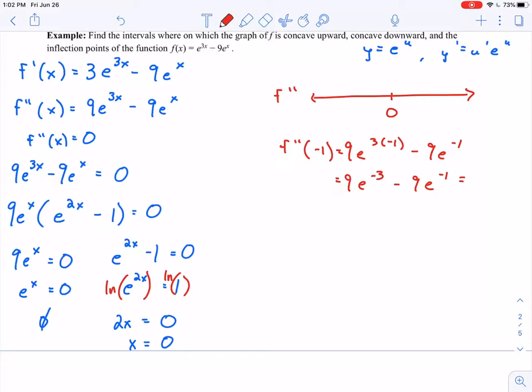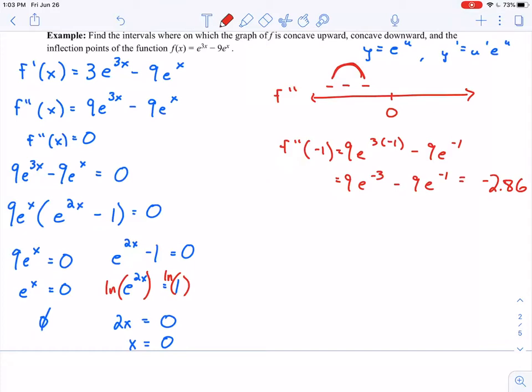Minus 9e to the negative first power, negative 2.86 if you really want a decimal approximation. You could just look at these two numbers, decide which one is bigger, and then take the sign of the result. Here, negative 9e to the negative first, that's bigger, which is why we ended up with a negative number. That's what we really care about. I have a negative second derivative on the left-hand side, which means it is concave downward on the left-hand side of 0.